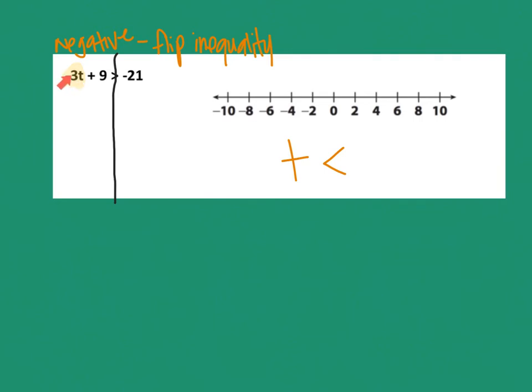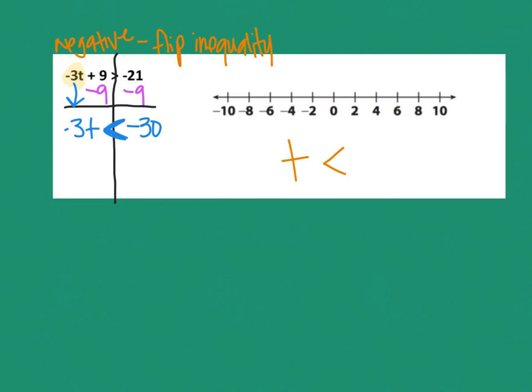Again, I want to keep the variable by itself and get rid of the constant. So the opposite of positive 9 is negative 9. I'm going to write negative 9 on both sides, because whatever I do to the left side, I have to do to the right side to keep it equal. I can bring down my negative 3t. I'm flipping the sign, remember, because I'm going to divide by a negative. And then negative 21 and negative 9. These are on the same team, so I'm going to add them together. 21 and 9 makes 30, and they are both negative, so it's going to stay negative.